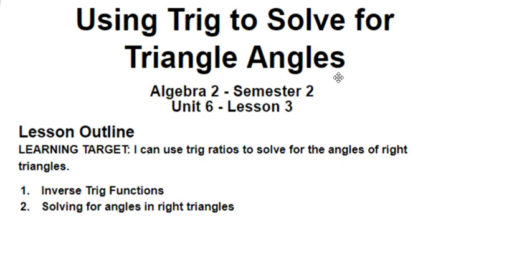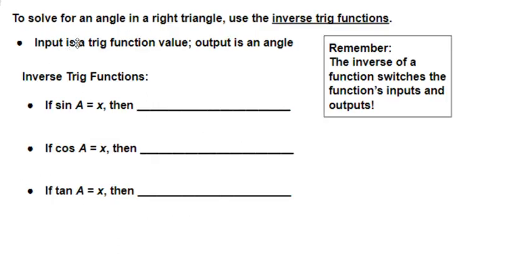So what I want to talk to you guys about is inverse trig functions. What does it mean and everything? And then in the other videos, we'll get into the nuts and bolts of how to do it. By the time you're done watching these videos, you should be able to use the trig ratios to solve for the angles, not just the sides, but also the angles of right triangles. They'll give you different information that will tell you what you're going to need to use. So to solve for an angle in a right triangle, use the inverse trig functions. Input is trig function value, output is an angle.